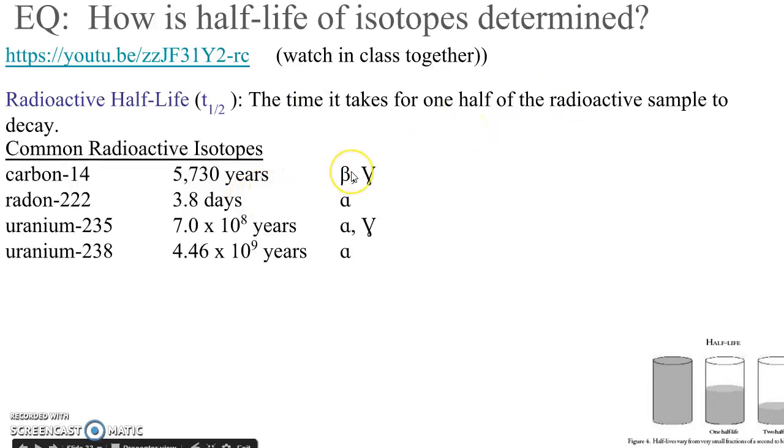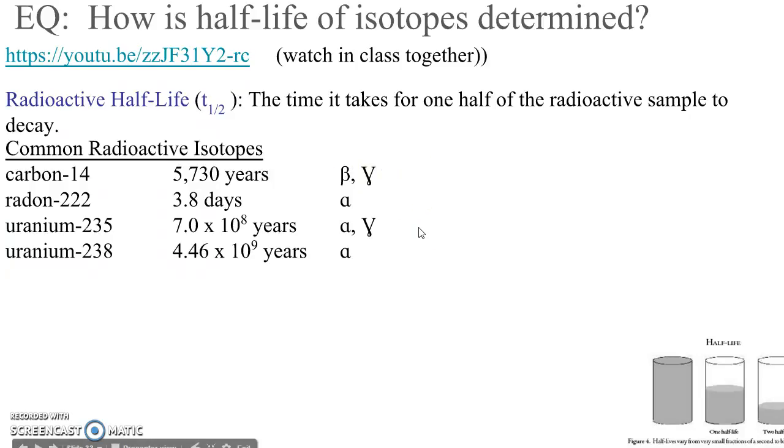There are some examples that I've given you here of known common radioactive isotopes. Carbon-14, that's the one that you generally see us using for carbon dating of living organisms. It takes 5,730 years for carbon-14 to cut in half. Radon-222 is about 3.8 days, and it goes through alpha decay. I've told you the type of decay that it goes through, whereas carbon-14 goes through beta as well as giving off gamma.